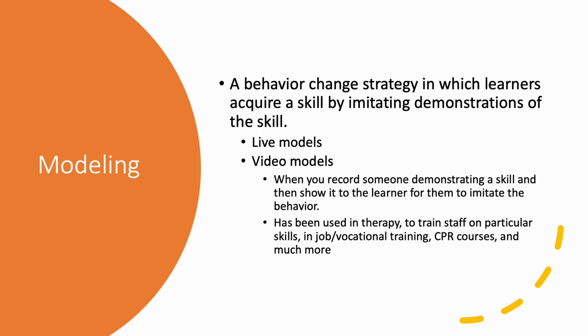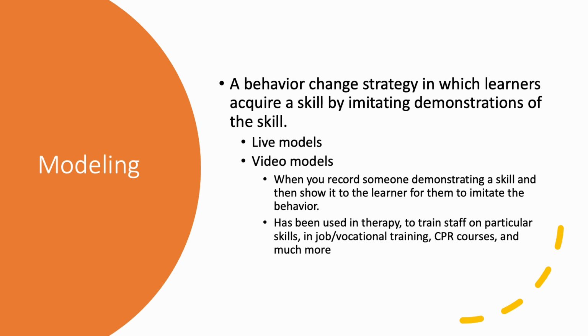Okay, so now that you've learned a little bit about imitation training, let's talk about modeling. So modeling is a behavior change strategy in which learners acquire a skill by imitating demonstrations of the skill. So I talked to you guys specifically about imitation training, which is when we very specifically try to teach a skill in a very contrived manner. In imitation, you basically are trying to build an imitative repertoire, and you're teaching those particular skills in a very contrived manner. We can use modeling, though, to teach a variety of skills.